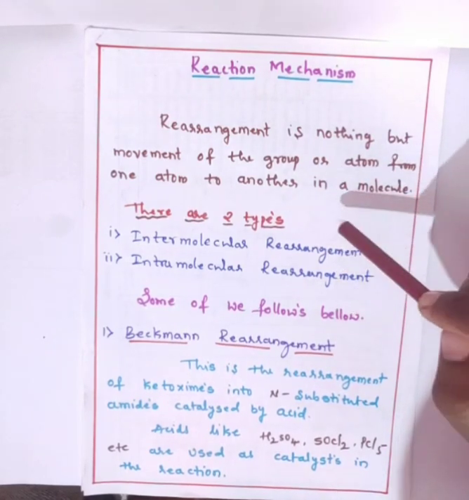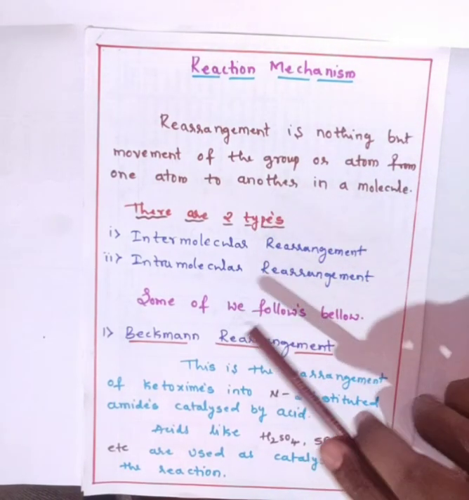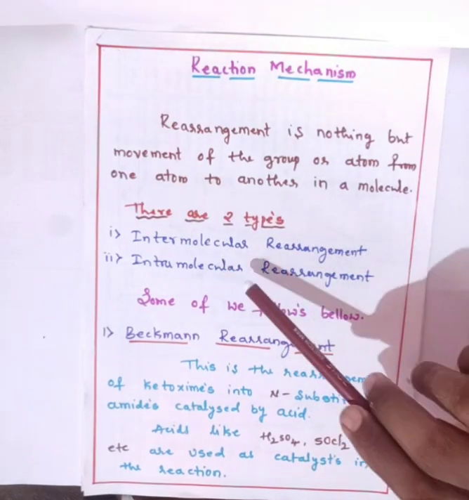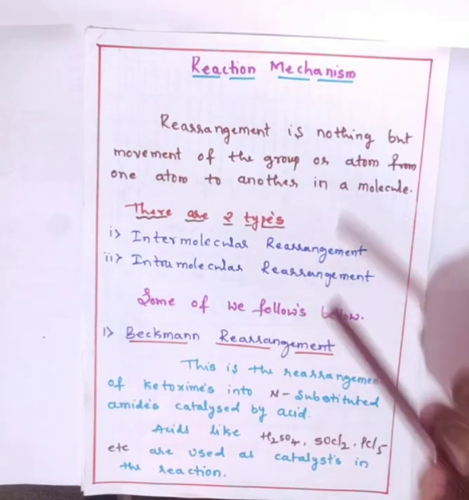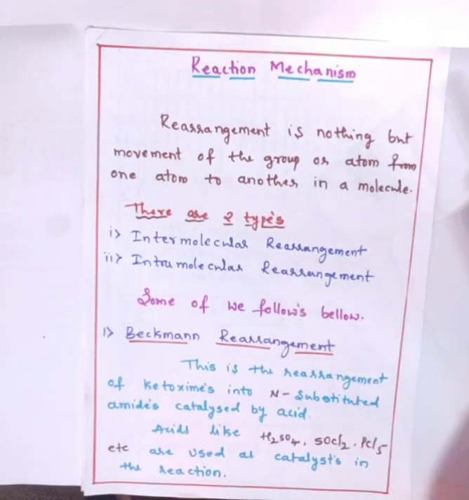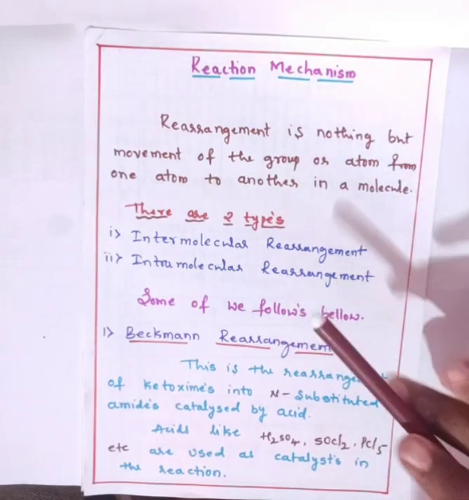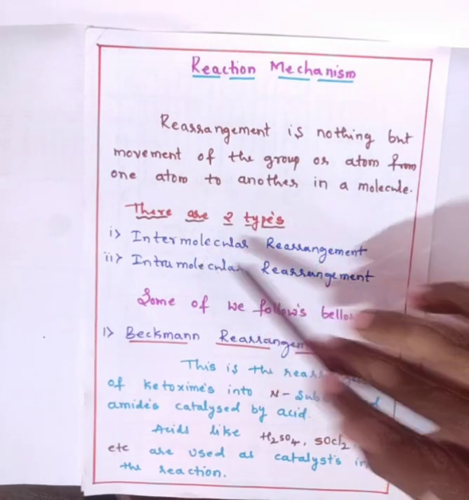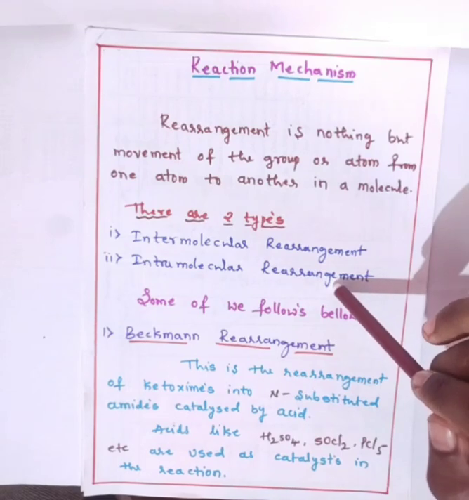In rearrangement reactions, we come across mainly two types: one is the intermolecular rearrangement reaction, and the second is the intramolecular rearrangement reaction. Rearrangement is the movement of a group or atom from one atom to another in a molecule.